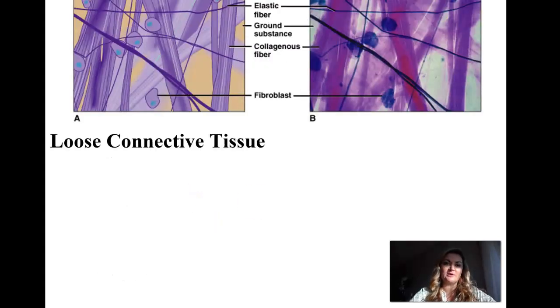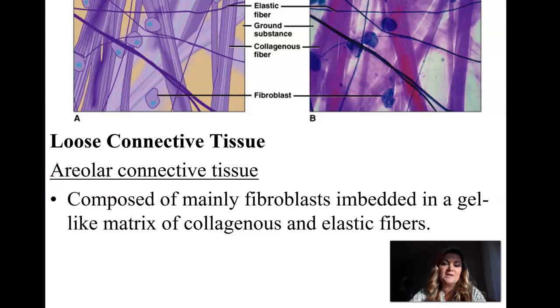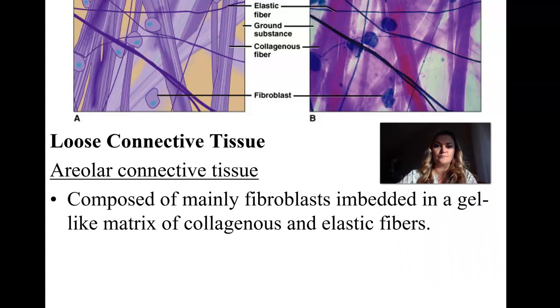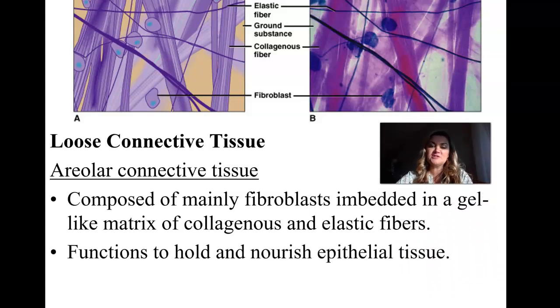So the first type we're going over is going to be a type of loose connective tissue, and we refer to this type as areolar connective tissue. It's going to be composed of mainly fibroblasts embedded in a gelatinous or gel-like matrix of collagenous and elastic fibers. Its function is to hold and nourish epithelial cells.